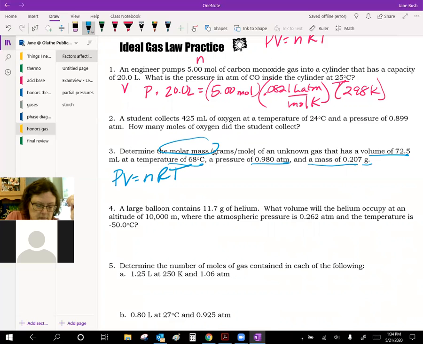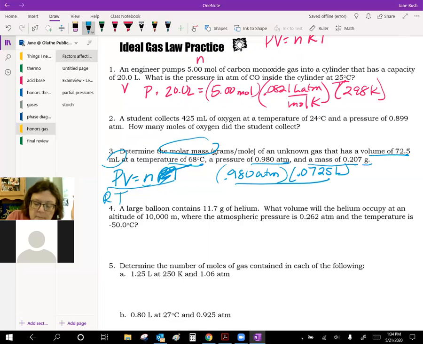If we're going to solve for n, divide both sides by RT. So you take your pressure, 0.980 atm. Take your volume. Can I use milliliters? No, got to switch to liters. So 0.0725 liters divided by R. That's the one I just figured out, 0.0821. That'll be given to you. You don't have to memorize it. I will send you guys an email with the formulas you need.